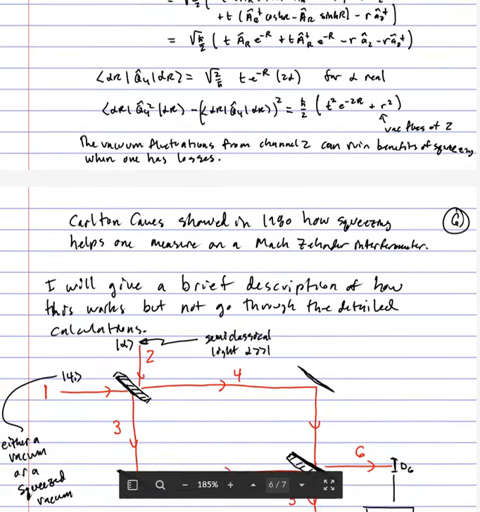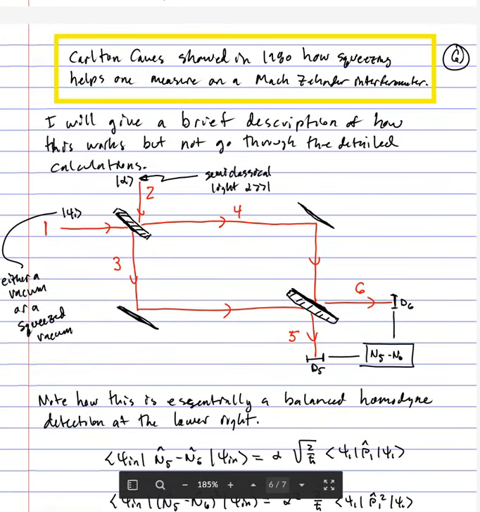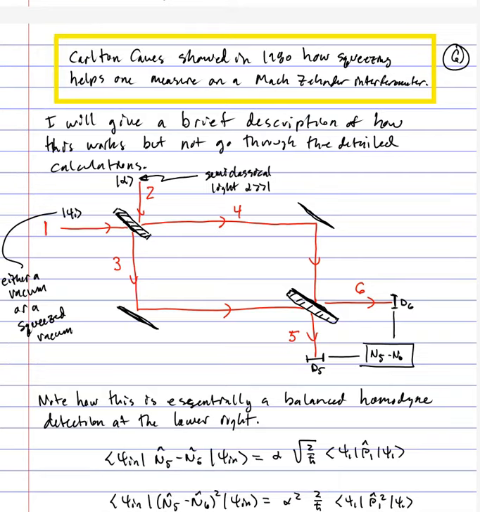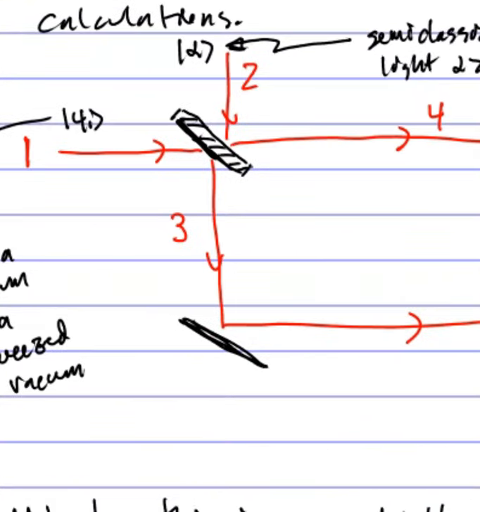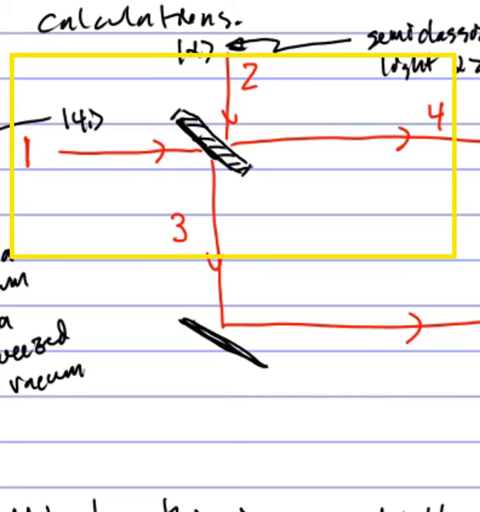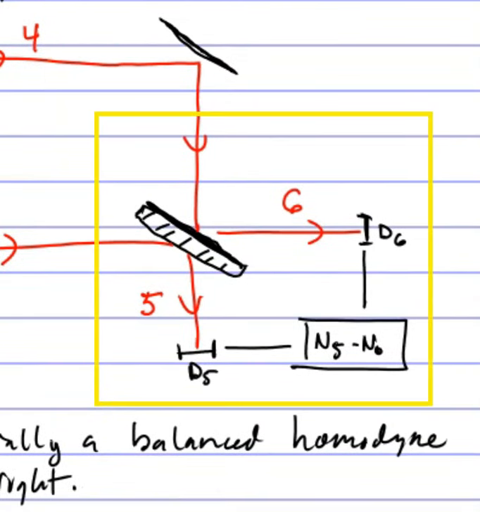Now, it was 40 years ago when Carlton Caves showed in 1980 how squeezing can help one do a measurement on a Mach-Zehnder interferometer. Now, we haven't really gone through a full description of a Mach-Zehnder interferometer, and I don't have the time to go through the full analysis using all of the formalism of quantum optics, but I want you to focus. If you focus on the upper part of the Mach-Zehnder interferometer, you see that's a beam splitter. That's the same analysis as we've been looking at before. And if you look at the lower part, that's also a beam splitter.